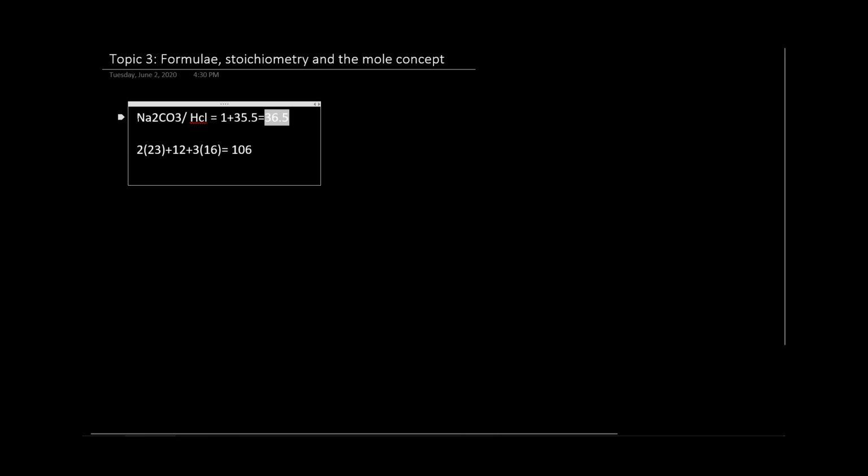So we'll once more have the example of Na2CO3. You'll be asked to calculate the percentage composition of a particular element in a compound. For example, you'll be asked to calculate the percentage composition of sodium in sodium carbonate, or the percentage composition of hydrogen in HCl, or the percentage composition of oxygen in Na2CO3. So how do you do that? It's pretty straightforward.